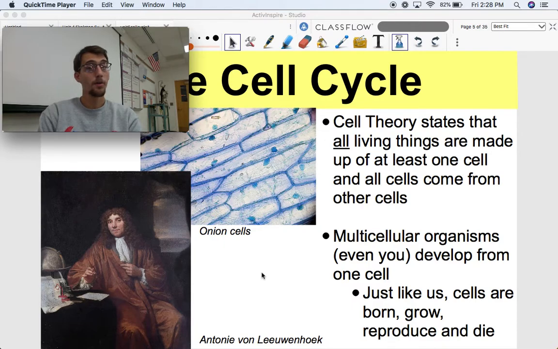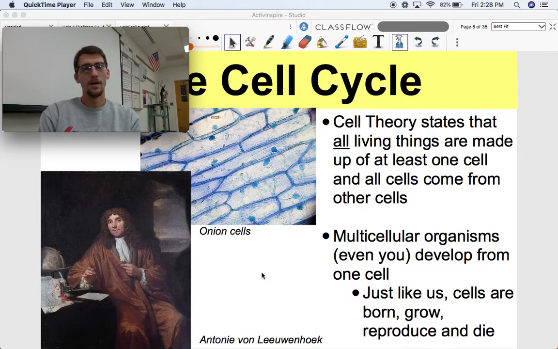So multicellular organisms, even human beings, develop from just one cell. All of us at one time in our lives were just one cell. And cells, just like human beings or any other multicellular organisms, are born, they grow, they reproduce, and they die. They go through a life cycle just like any other organism might.